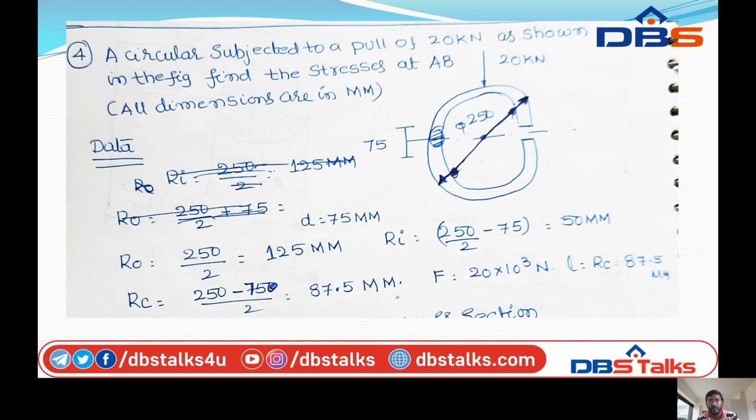Ri is equal to R0 minus the diameter of the cross section, so 125 minus 75, that is equal to 50 mm Ri. So Rc is equal to 250 minus 75 by 2, that is equal to 87.5. So force F is equal to 20 into 10 cube Newton. So L is equal to Rc equal to 87.5 mm.